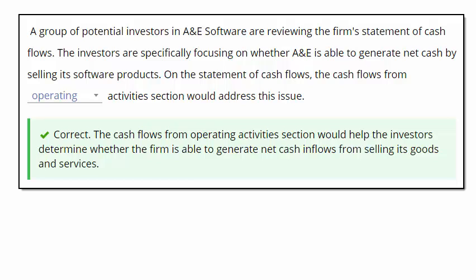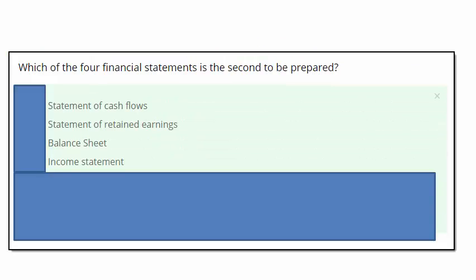Okay, let's tackle the second question next. Okay, so now you see the second question, which says, which of the four financial statements is the second to be prepared? All right, well, in your understanding of accounting, by now you should understand that the order in which the financial statements are prepared is the income statement first, then the statement of retained earnings, then the balance sheet, and finally the statement of cash flows.